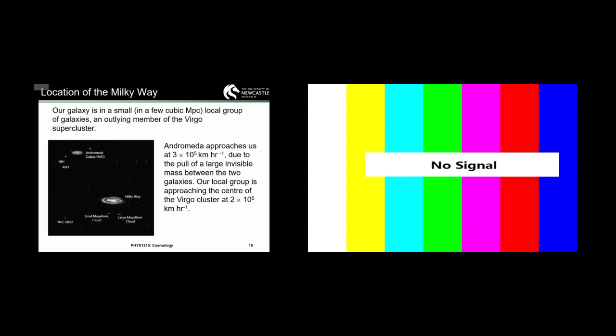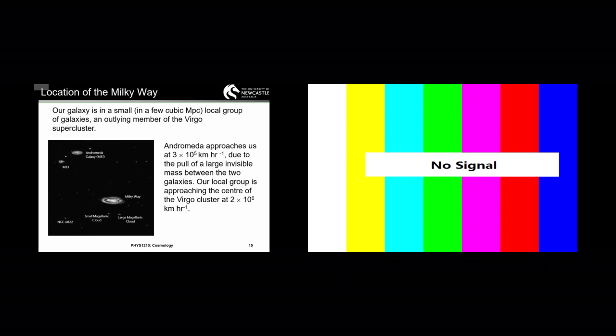Because of gravity, everything is being attracted together, so we're moving towards the Andromeda galaxy at what seems like a slightly frightening breakneck pace of 3 times 10 to the 5 kilometers an hour. We think this is due not just to the mass of the two galaxies attracting, but some large invisible mass in between the two galaxies, which is pulling us both towards it. We'll talk about this invisible mass a little bit as we go through this week.